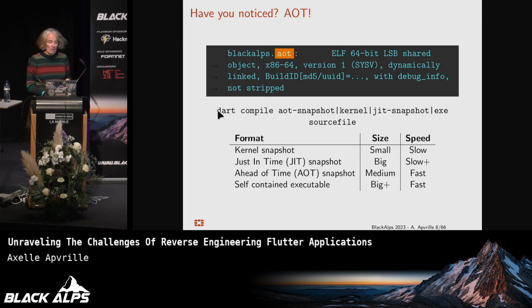And this is because with Dart, you can choose the formats of the executables that you wish, depending on if you want something which is very small or not, or if you want something which goes fast or not. So you can have different kinds of formats. One which is called kernel snapshot, just-in-time snapshot, ahead of time, or just a self-contained executable. We're going to talk a little bit more about those later.